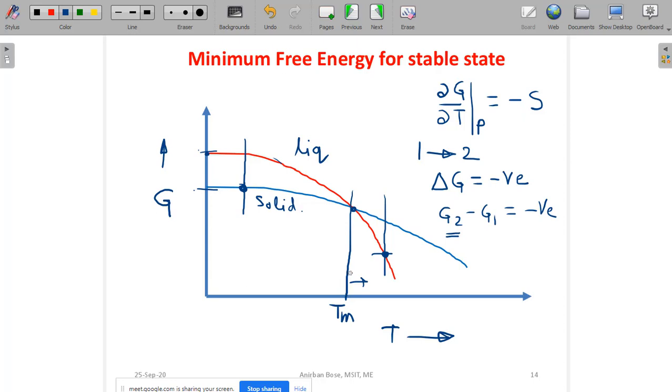If you keep a solid above the melting point, the natural process will be from 1 to 2, and it will become liquid after some time. So you can see the free energy change will be negative because G2 is less than G1.